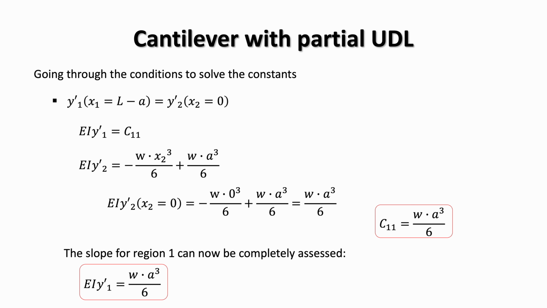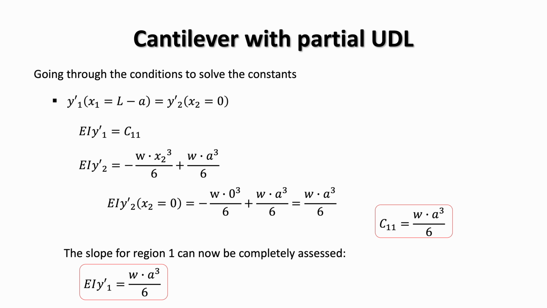Let's now apply the continuity of slope at point B. So at point B in region 1, x1 equals L minus A. The slope in region 1 was C11, so there's nothing to substitute here, that remains C11. We already defined the slope for region 2, that was minus wx2 cubed over 6 plus wa cubed over 6. Here we do need to substitute x2 equals 0, and so the first term falls, and we remain with only the second term, wa cubed over 6.